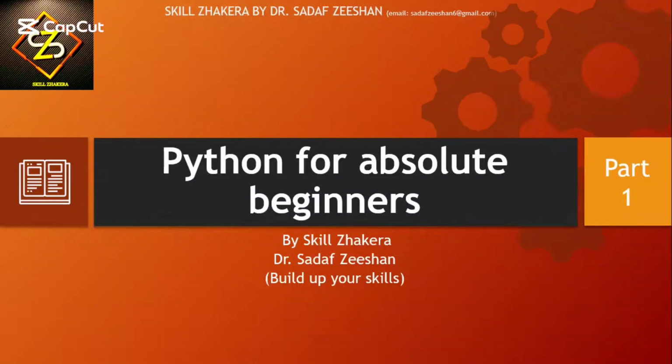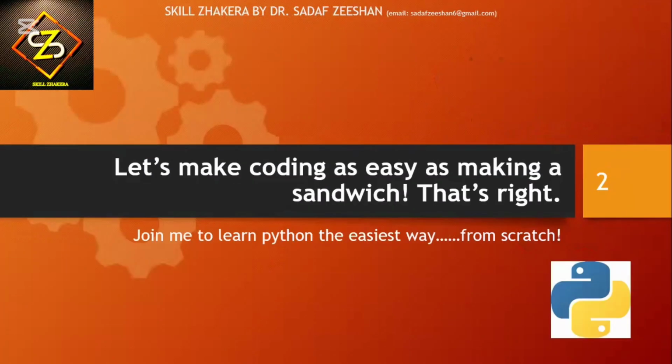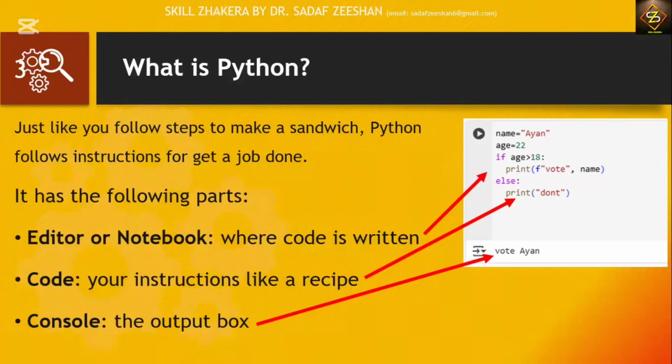So let's start with Python for Absolute Beginners, Part 1. Python is a programming language, which is just like making a sandwich, basically. Just like in a sandwich, you have a certain set of ingredients. You follow those instructions and you get an output, which is a nice, tasty sandwich. Python is quite similar. It has the following parts.